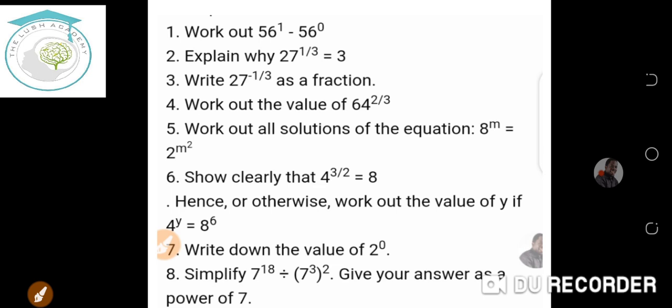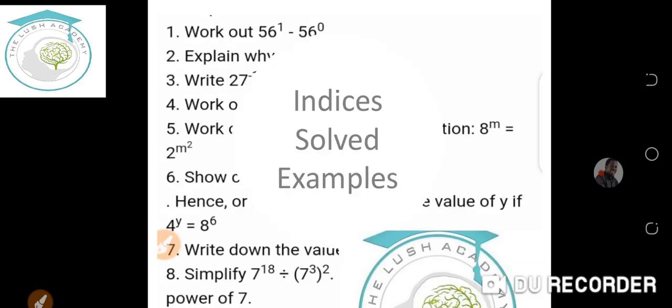Okay, where are we? Number 5, work out all solutions of the equation 8 to the power of m is equal to 2m squared. Okay, let's do this. All the solutions of this equation: 8 to the power of m is equal to 2m squared.